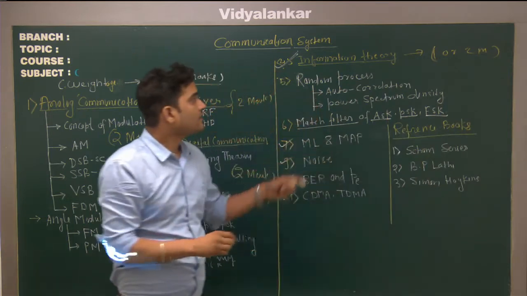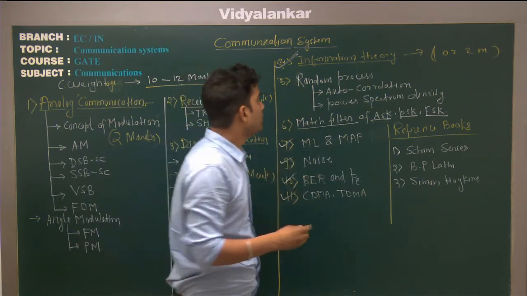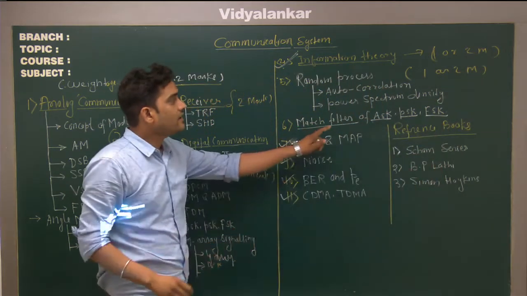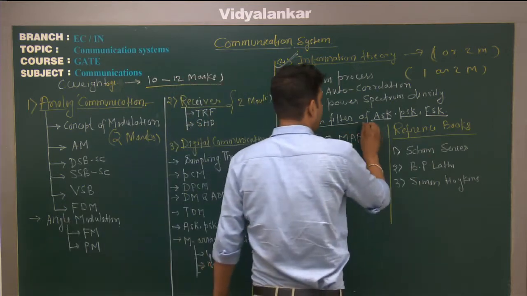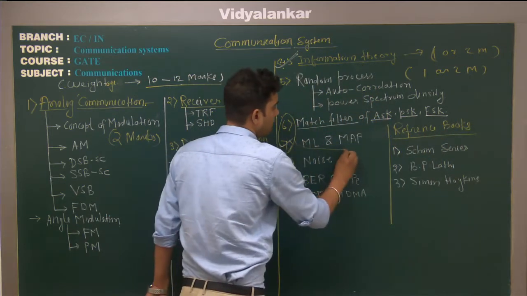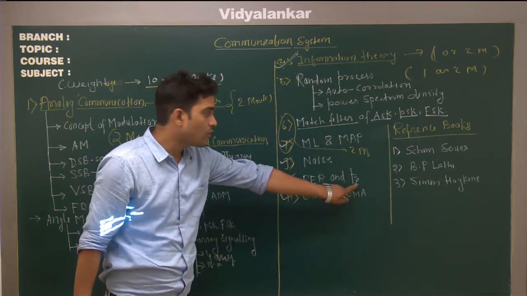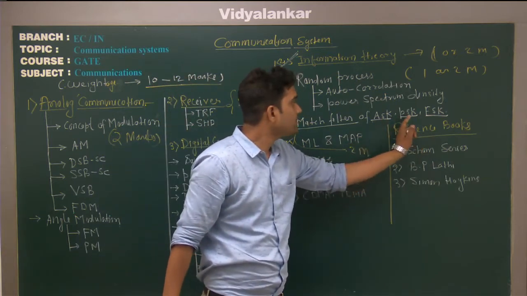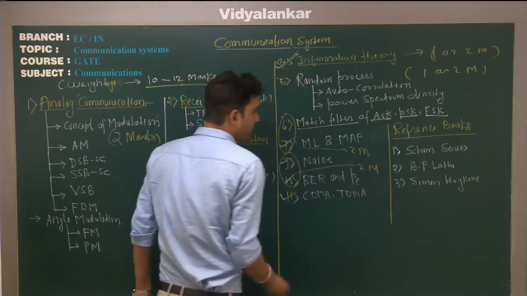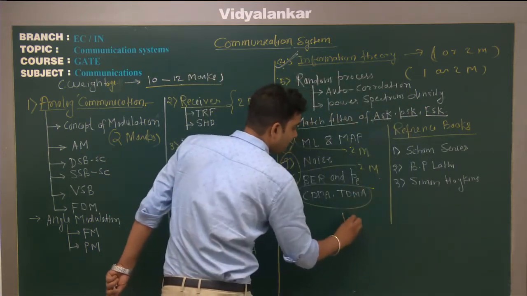After that, random process is also very important for the signals and systems subject. This topic is common to signals and systems and communication also, and it carries 1 or 2 marks. Matched filter, ASK, PSK, the 6th and 7th topics, combined together come for 2 marks. Noise, bit error rate and probability of error, P e indicating probability of error, for different modulation schemes, ASK, PSK and FSK, is also a very important topic, and it carries 2 marks. And CDMA is not so important, but 1 mark comes from this topic.